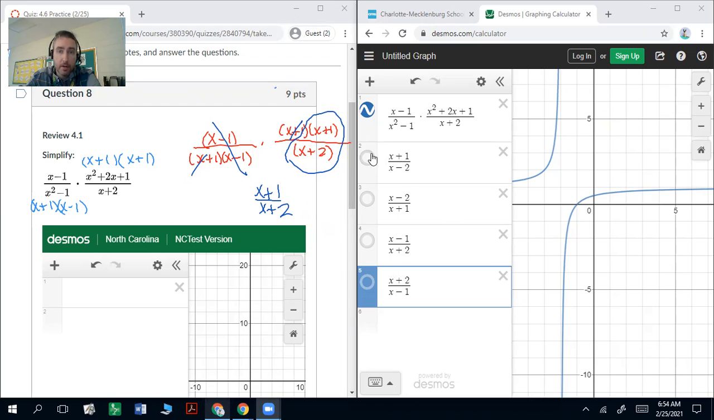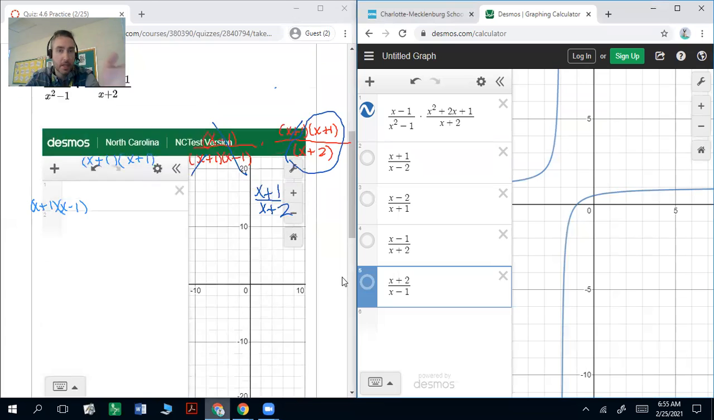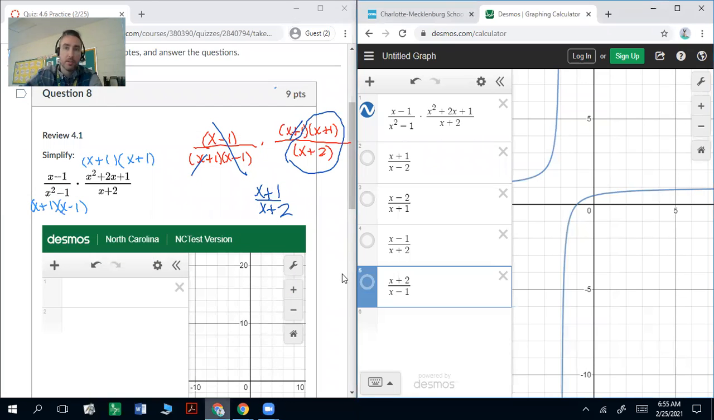And as you can see, if you verify, if you graph the function and the answer choices, that doesn't line up, that doesn't line up, that doesn't line up. Neither does that. So none of these actually work. So just pick an answer here. You can write down the correct answer for your notes. It should be x plus 1 over x plus 2, but none of these work. Pick an answer. I'll give you the credit for this problem because that's not your fault.